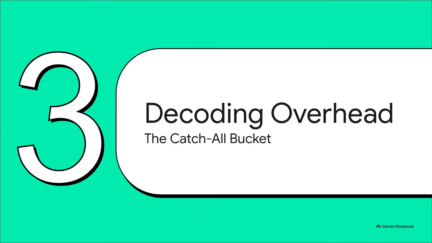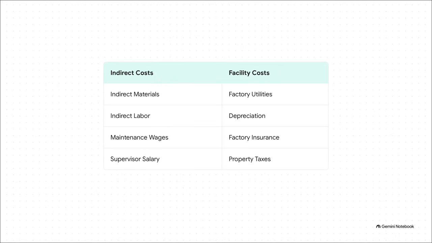All right, Section 3, decoding manufacturing overhead, the catch-all bucket. Now pay close attention here because LECPA examiners absolutely love testing your ability to figure out what goes inside this tricky overhead bucket. They love testing this chaos.